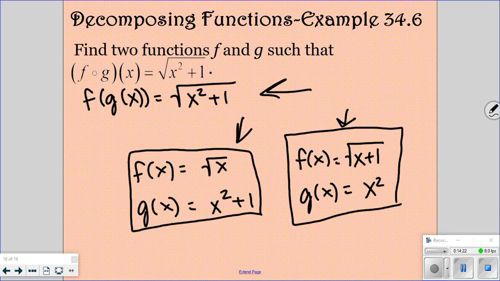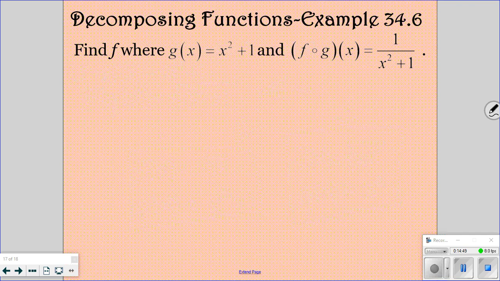Now, you can't just say one of your functions is x and the other one is what you started with. If you just say g of x is x and then f of x is the square root of x squared plus 1, it's going to be marked wrong. So let's say trivial decomposition, because that didn't really change anything. So don't make one of your equations just an x. Okay, so we're going to look at another one.